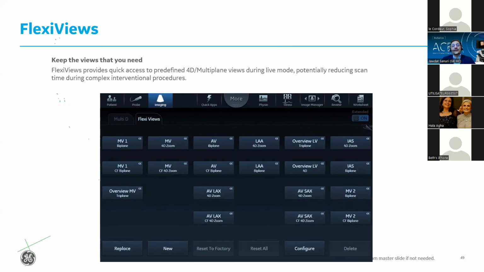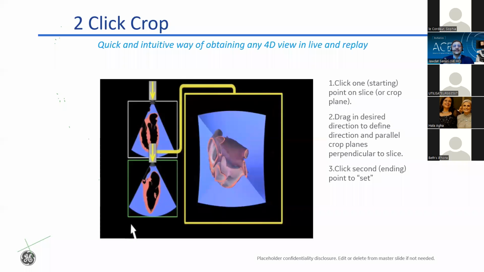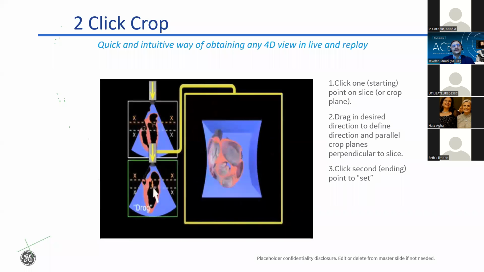If you start with a midesophageal long axis and you click on aortic valve 4D zoom, then you'll have a zoom of the aortic valve. If you start with a 2-chamber where you are seeing the left atrial appendage, then you click LA appendage 4D zoom, you will have a zoomed image of the left atrial appendage. If you start with bicaval view, click on intraatrial septum, then you'll have en face of the intraatrial septum also in 4D. Then in addition, once you are there, you can also add additional cropping, such as the 2-click crop.